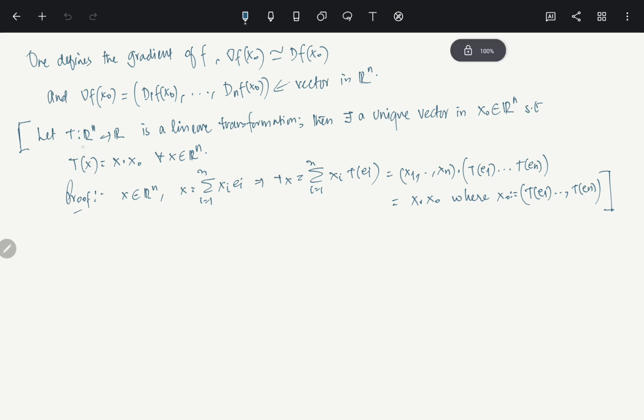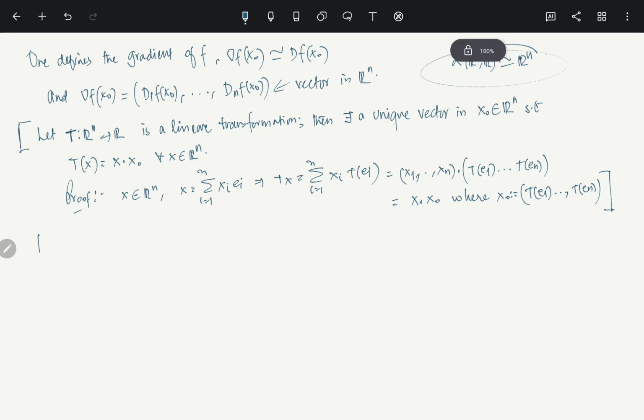Because we know that if you have a linear transformation from Rn to R, then corresponding to this T, you have a unique x0 in Rn. So basically, this gives you an identification: for every element in L(Rn, R), you have an element in Rn. Okay, so this identification is there, and this is what we are using.